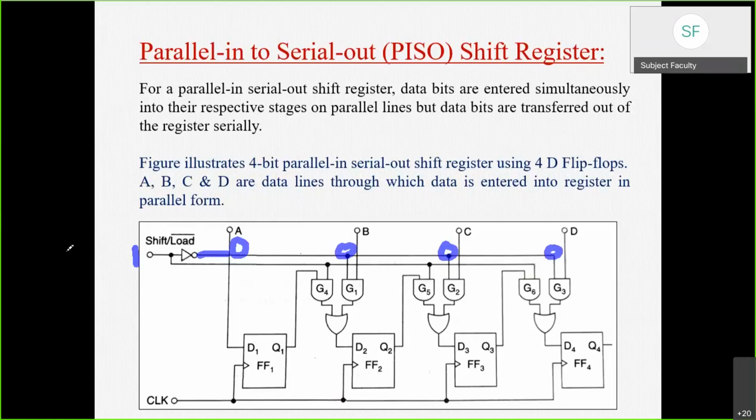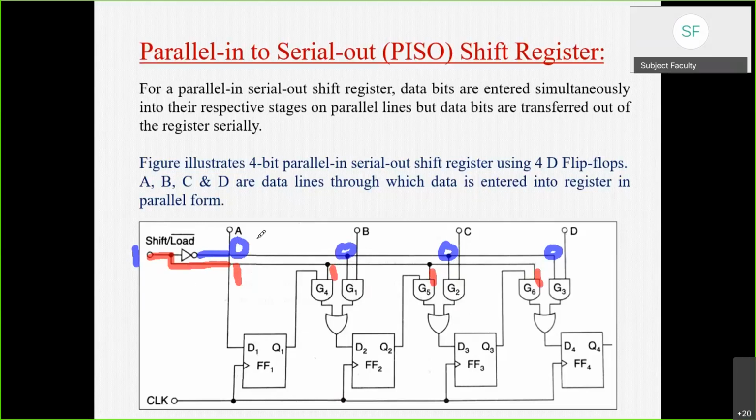But on the other hand, what will happen? Due to this connection, there is no inverter. It is directly connected, with only one connection. So this line, which is the direct line, has logic 1. So one of the inputs to G4 will be 1, one of the inputs to G5 will be 1, and one of the inputs of G6 will be 1.